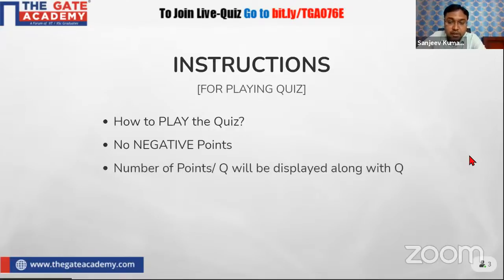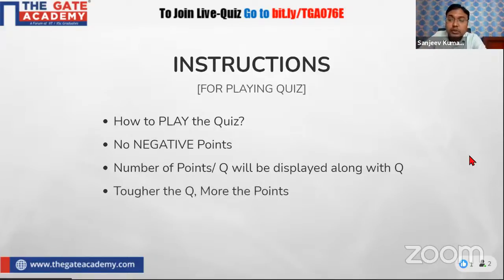The number of points will definitely be mentioned for each question on the top of the page. And the type of question will also be mentioned, whether the question is of numerical answer type, or a multiple choice question, or a multiple selection question. All these details will be mentioned on the top of the page for each and every question, which will come in sequence.